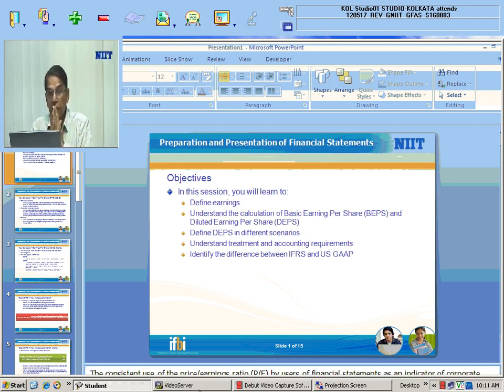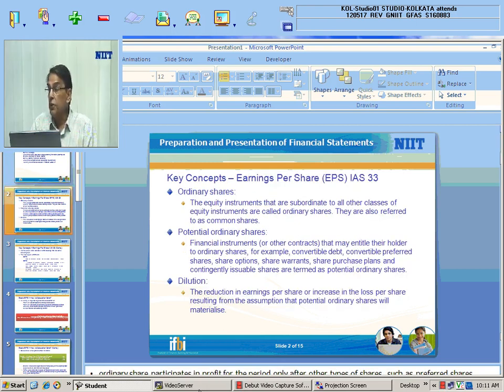The equity instruments which are subordinate to all other classes of equity instruments, they are called ordinary shares or common shares. So a company can issue preference shares, a company can issue common shares. So common shares are always subordinate to the preference shares because the participation in the profit or declaration of dividend from the profit will be made first to the preference shareholders. If anything is left after that, it will be available to the ordinary shareholders. So their participation in profit is subordinate to the preference shareholders' participation in profit.